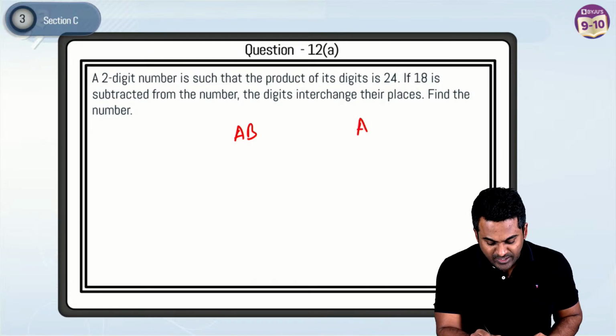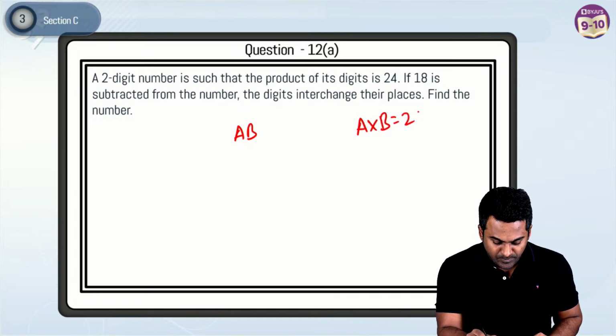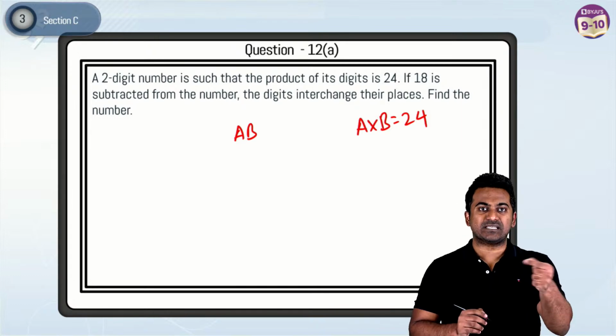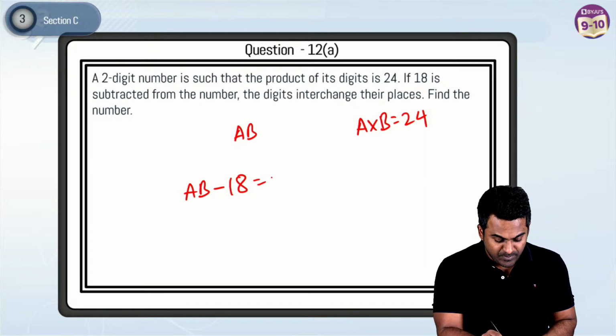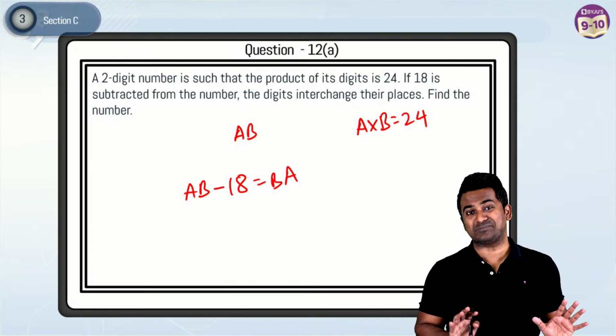Product of the digits is 24. So it's been given to us that A multiplied with B is 24. 18 subtracted from the number. So from the 2-digit number AB, if I'm removing 18, the digits interchange their place. So AB becomes BA. Now comes the crucial bit.